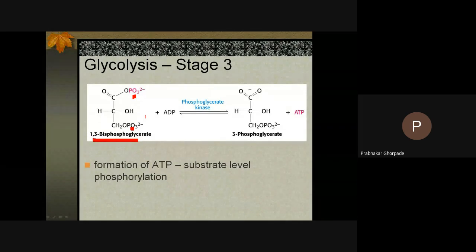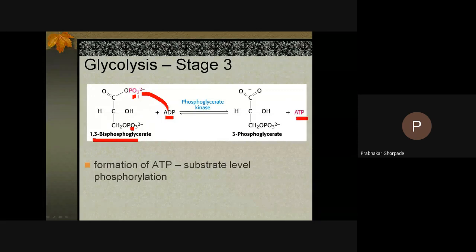Now we have an ADP molecule. We see here ADP is there, adenosine diphosphate. When these two molecules come in contact in the presence of phosphoglycerate kinase, what is happening? One phosphate group is getting attached to this ADP molecule. Right now, adenosine diphosphate means adenosine containing 2 phosphates. Di means 2. One phosphate group more is needed to make it ATP.